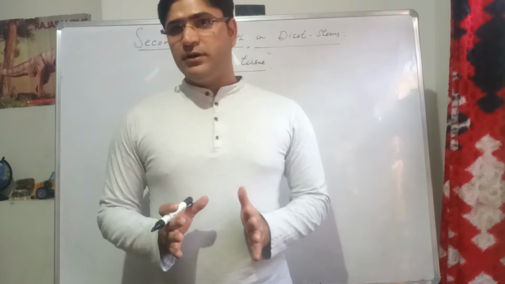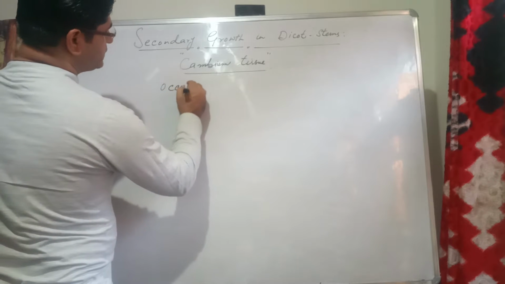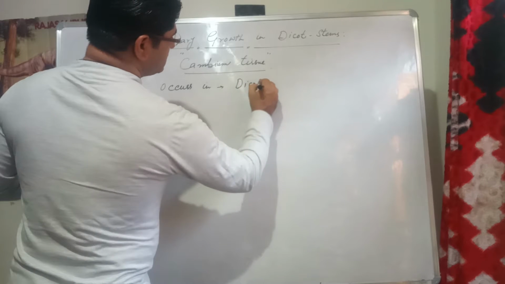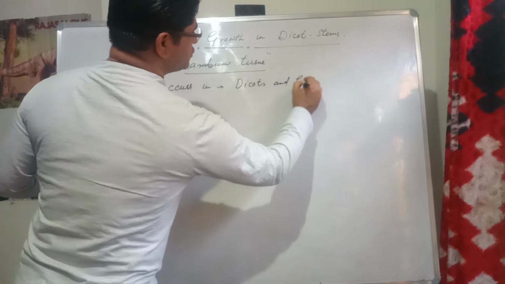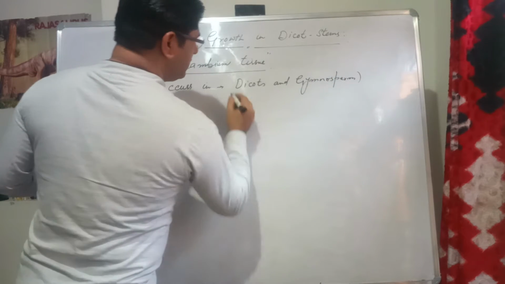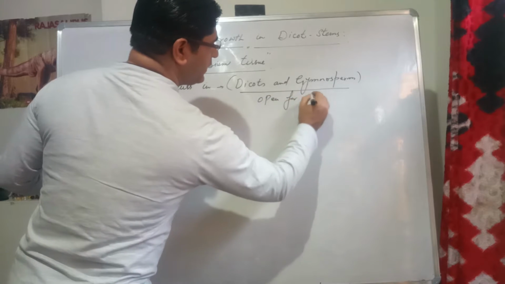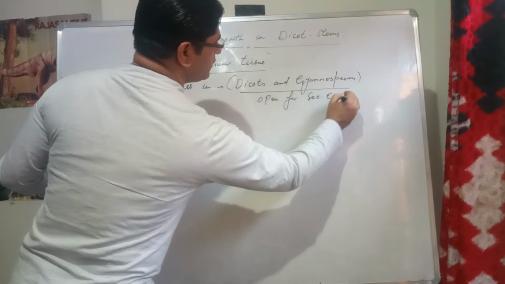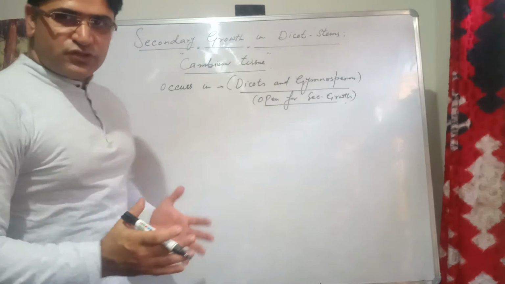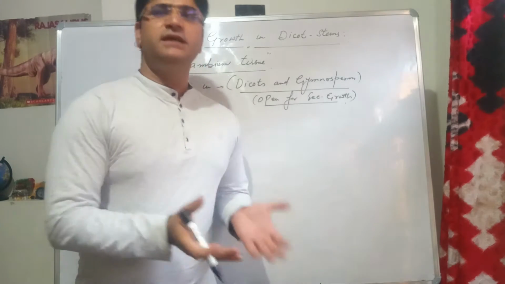So remember, this cambium tissue only occurs in which plants? It occurs in dicots and gymnosperms. Those plants are open for secondary growth. Because they have the presence of cambium tissue, and the ability to form cambium tissue, they are open for secondary growth.